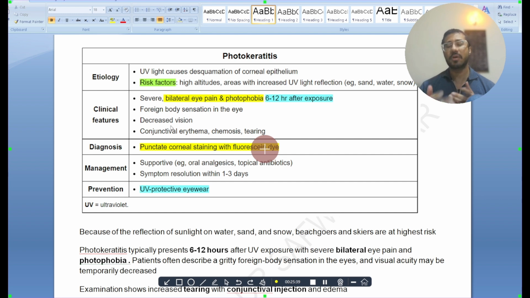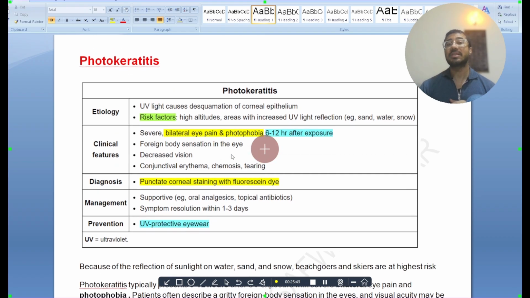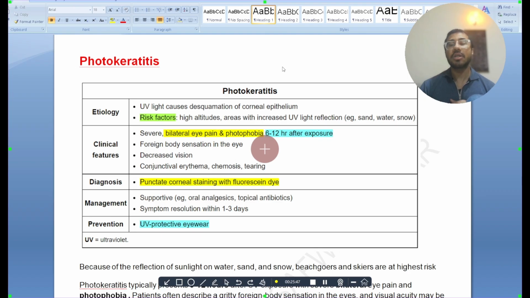Decreased vision, that's because the patient ain't opening his eyes. Punctate corneal staining with fluorescein dye. What does punctate mean? Punctate means it's not gonna be uniform. It's gonna be in the form of punches, because the desquamation is at random places, at random areas, and when you put the dye, it's gonna be adherent at random places, and in a punctate manner, like somebody has just poked holes in the cornea. Yeah, that's the word, poked holes in the cornea.